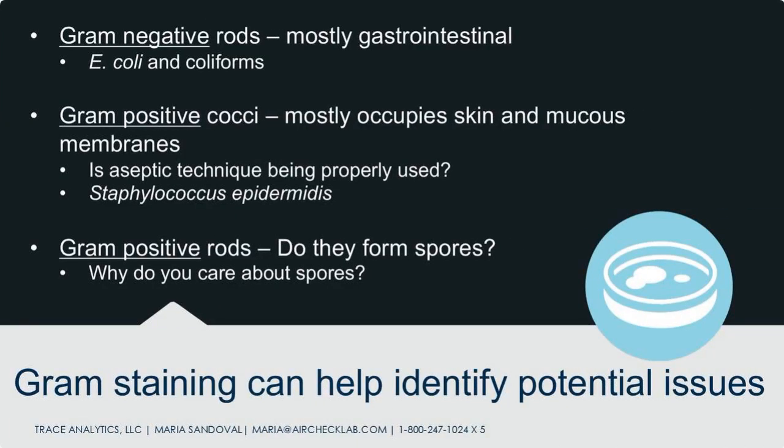And so we talked a little bit about what these gram-negative rods are. Mostly they're found in gastrointestinal tracts of warm-blooded mammals. That's where you get your E. coli and coliforms. All coliforms are gram-negative rods. Not all gram-negative rods are coliforms. So just be mindful of that. Gram-positive cocci, it's typically what's on your skin and mucosal membranes. So if you're seeing an influx of that, you need to start talking to your team about aseptic technique. Was it used properly? Things like that. Gram-positive rods, are they forming spores? Do you care about spores? Things like that. So that's all presumptive identification and information that you're getting from gram staining.